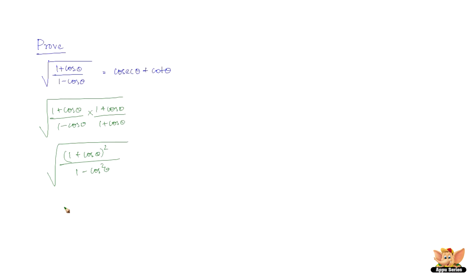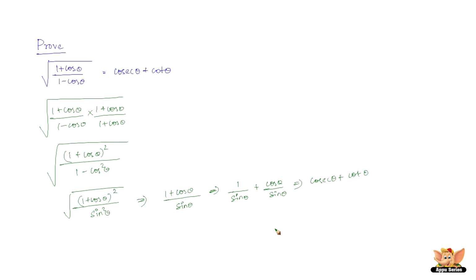Now you still can't take out the square root. Of course, you can take it out for the 1 plus cos theta square, but might as well do both. So we've got 1 plus cos theta the whole square, and 1 minus cos square theta is nothing but sine square theta. This comes from the identity. So now we can take out the square root. It's going to come down to 1 plus cos theta by sine theta. This is nothing but 1 by sine theta plus cos theta by sine theta. We know that 1 by sine theta is cosecant theta and cos theta by sine theta is cot theta, because tan theta is sine theta by cos theta, and cot theta is the reciprocal of tan, which is cos theta by sine theta. So here we've got the RHS. This is what we wanted.